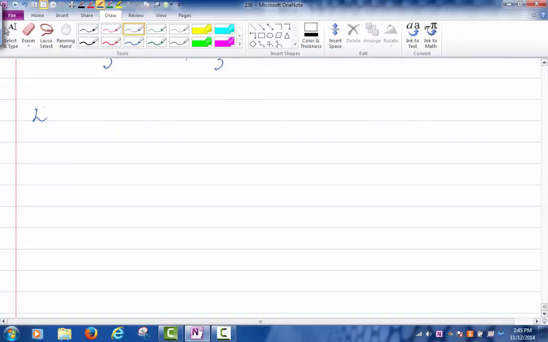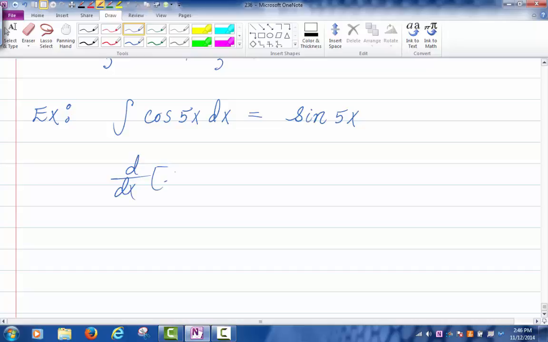Here is another example. Suppose that I want to take the integral of cosine of 5x. How would you do that problem? You're saying the integral would be sine 5x. Let's check. What's the derivative of sine 5x? The derivative of sine 5x is 5 cosine 5x, right?